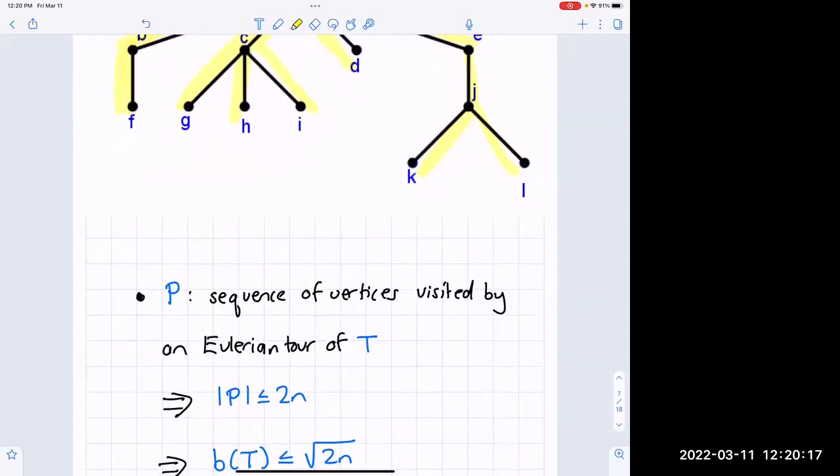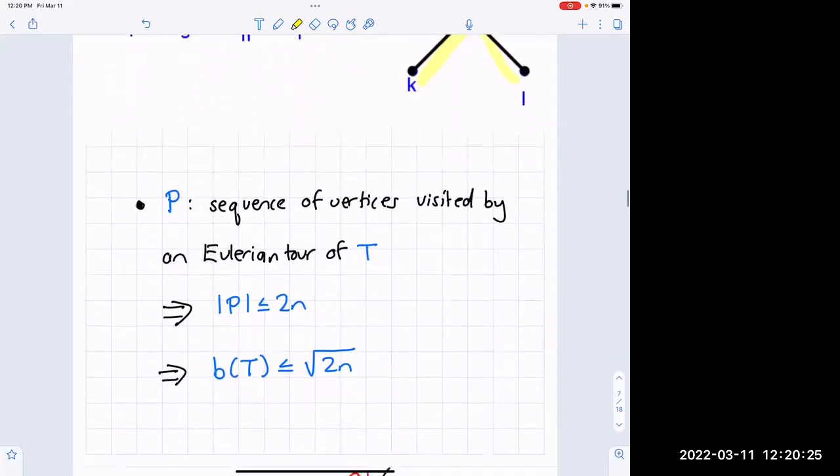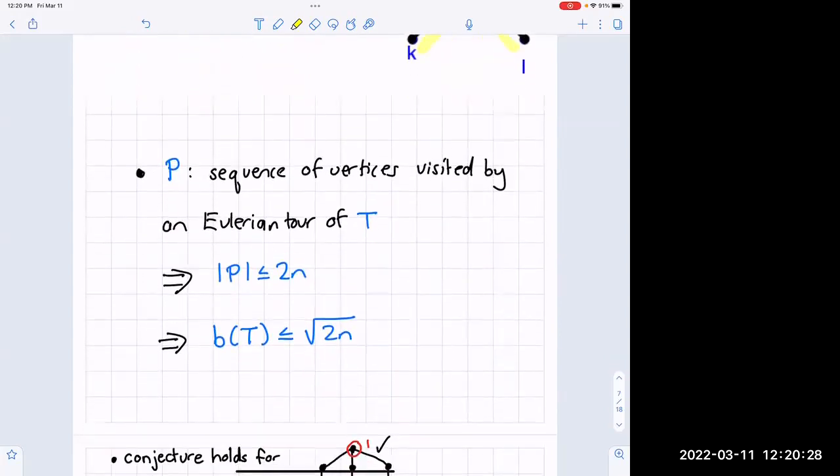So unfold that to a long path, with repetition, and just take the burning number of that. We know the burning number of a path of order 2n would be at most root n's, so you get this upper bound. So that's a quick upper bound that you can get on the burning number of any tree just by using that sort of an idea.